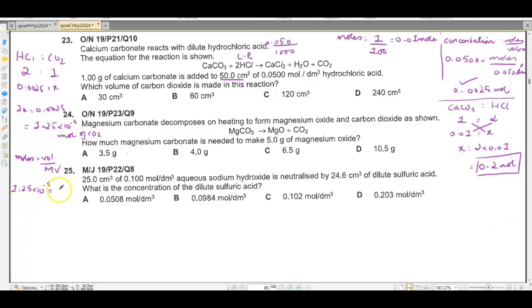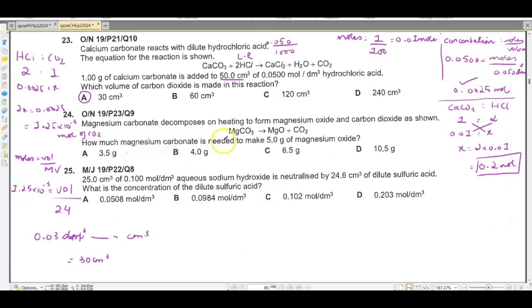So 10 raised to the power minus 3, volume we need to find, and this is 24. So 24 into 1.25 into 10 raised to the power minus 3 is going to give us a volume of 0.03 in decimeter cubes. Okay, and we need to convert it into centimeter cubes. So we multiply it with 1000, and this gives us 30 centimeter cubes. The 30 centimeter cubes of carbon dioxide was made when calcium carbonate and HCl were reacted together. So A is our correct answer.